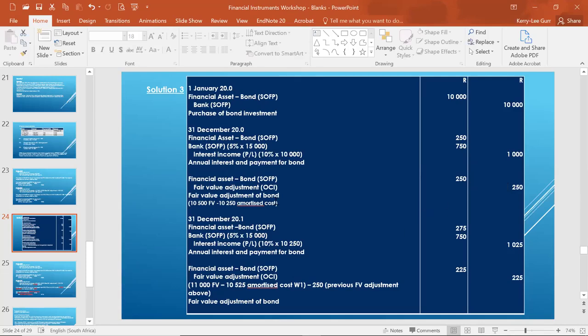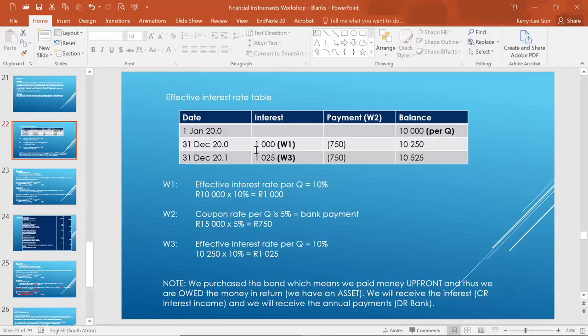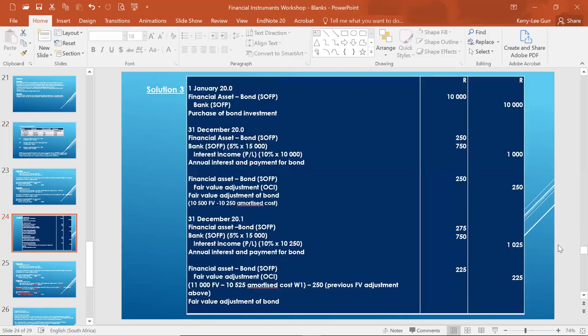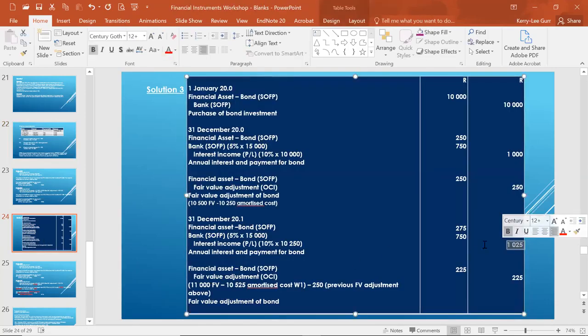And we then start off with the 31st of December 20.1. We need to account for the interest and the payment for that. So we get that from here. These two amounts we want to journalize. So our interest income of 1025 and our bank of 750. So here's our interest of 1025 and our bank of 750. The remainder going directly to our financial assets of 275.